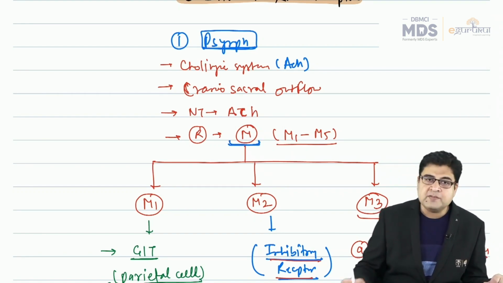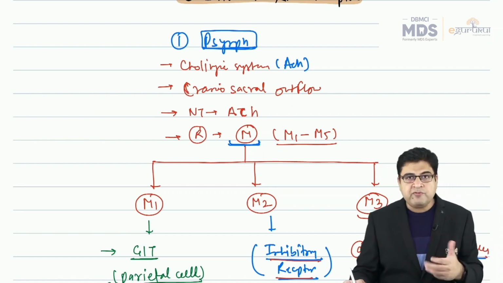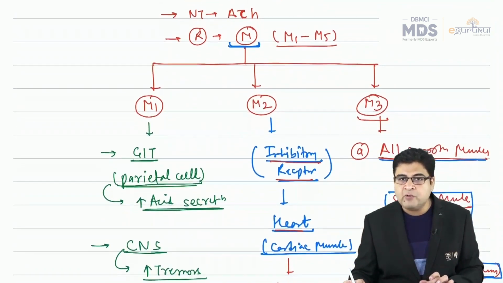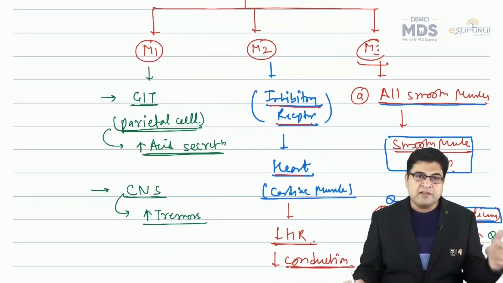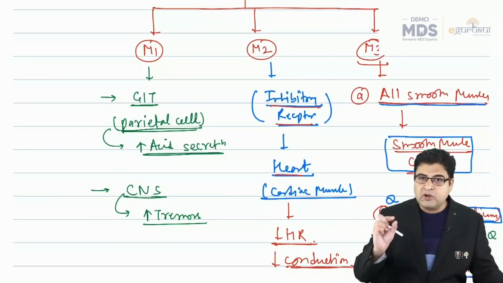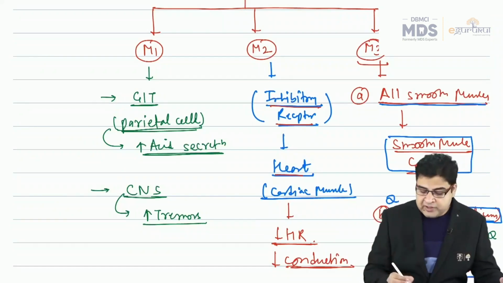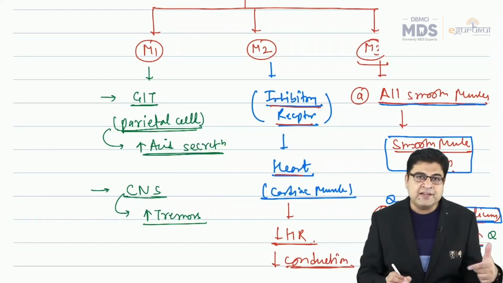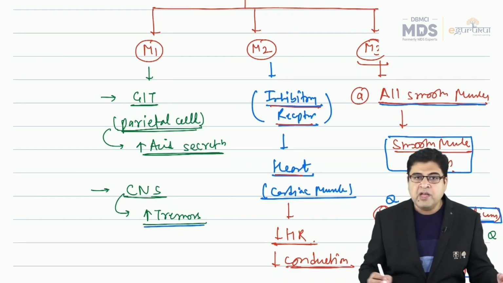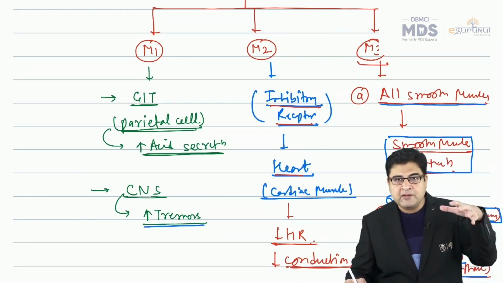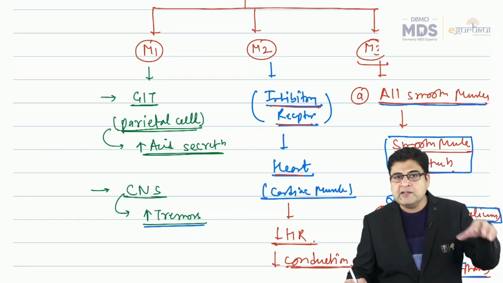The main receptor here is the muscarinic receptor, which is actually of 5 types, but for exam purposes we have only 3 receptors which are important, so we are discussing only 3 receptors. Muscarinic 1 receptor is present on some special cells of the body. For example, it is present on the acid secreting cells and involved in acid secretion. It is present in the central nervous system and involved in tremors. Like if you see the activity of my hand, this is the tremors.